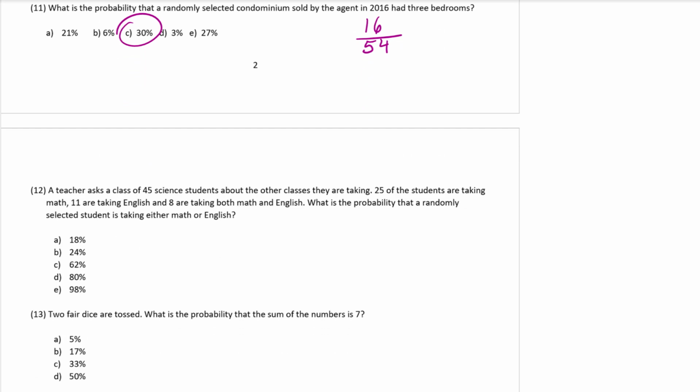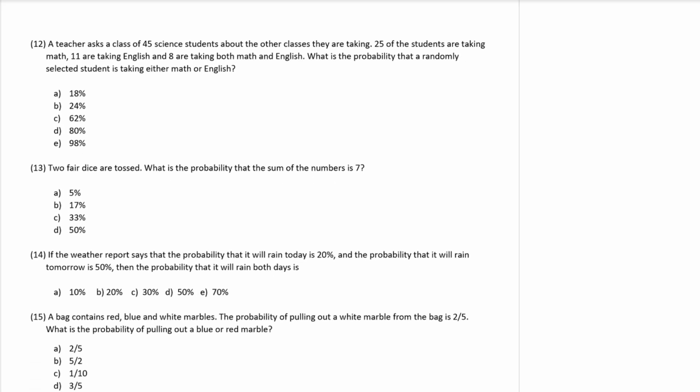Okay, let's move on. A teacher asked a class of 45 science students about the other classes they are taking. 25 of the students are taking math, 11 are taking English, and 8 are taking both math and English. What is the probability that a randomly selected student is taking either math or English? Again, it's an or probability, so success would be either here or there. So we have math, 25, English, 11.